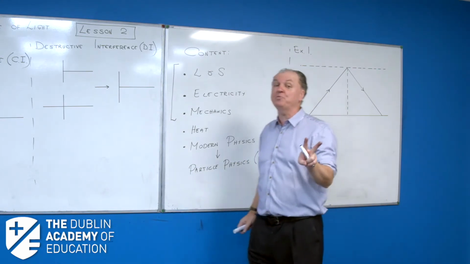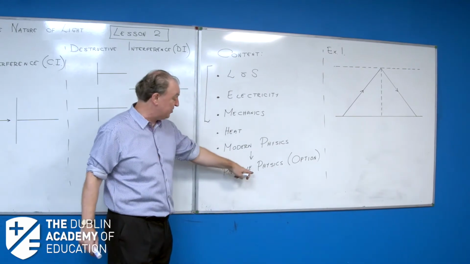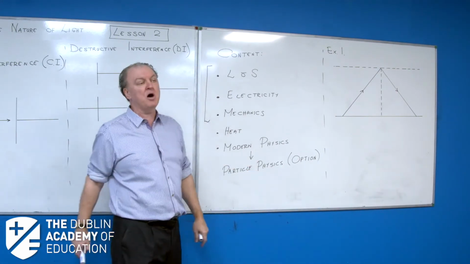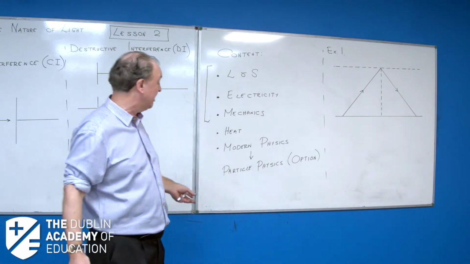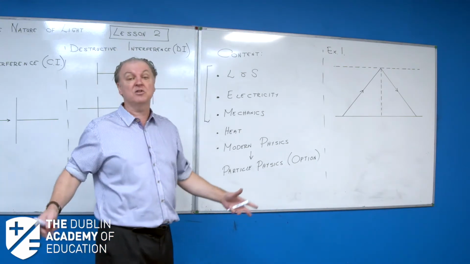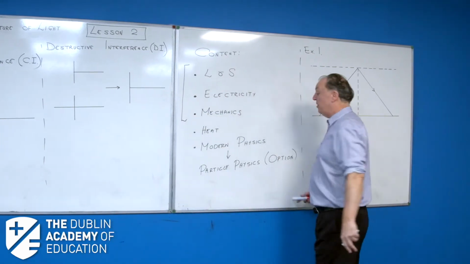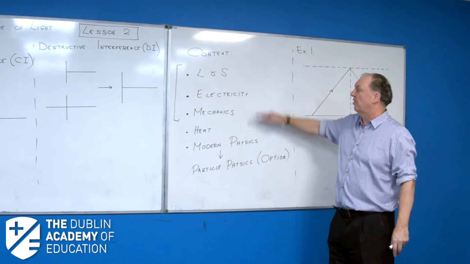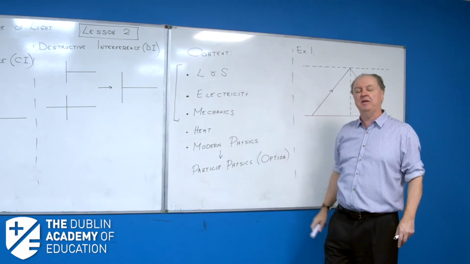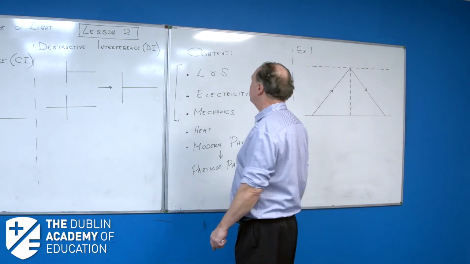Now there are two options. The option I always do is the particle physics, but you can't do the particle physics unless you do the modern physics. I think about 90% of the country actually do the particle physics. It's interesting. It's all about your quarks, your muons, your taus, and so on. Anyway, I will not be doing those sections in this particular course. These are the big three that I'll be talking about in this particular course. Now, let's get stuck in.